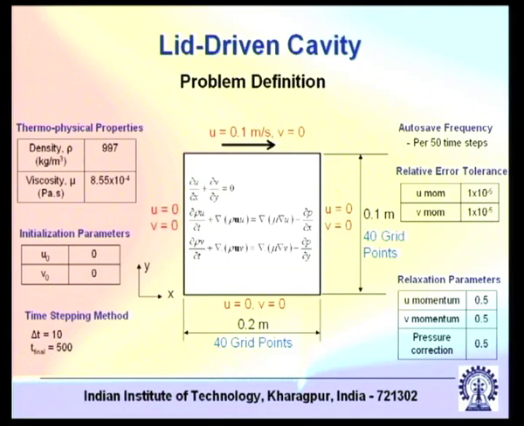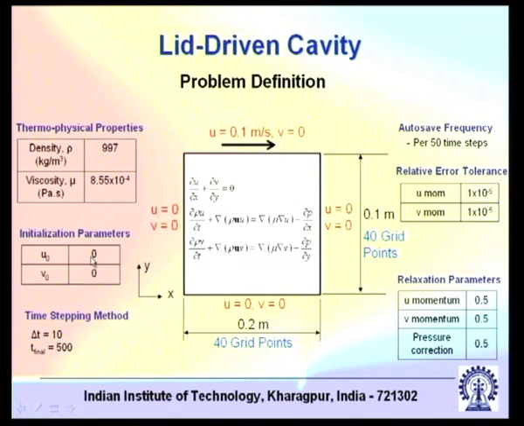So for solving any problem you first have to ascertain which properties you require. That depends on which equations you need to solve. So you can look into these equations and see that you require the density and the viscosity as the two properties. Then what are the variables that you are solving? You are solving u, v and pressure. Pressure you are solving as a relative variable if you are using the SIMPLE or SIMPLER algorithm.